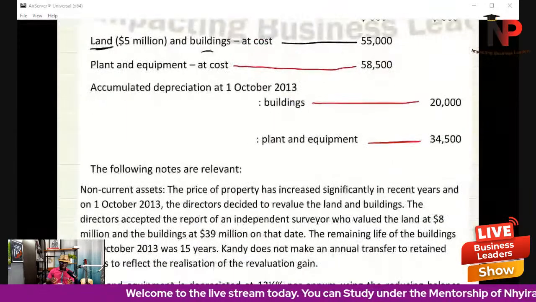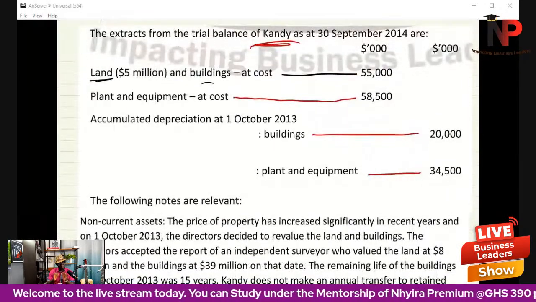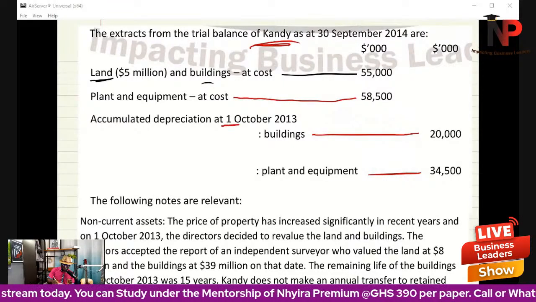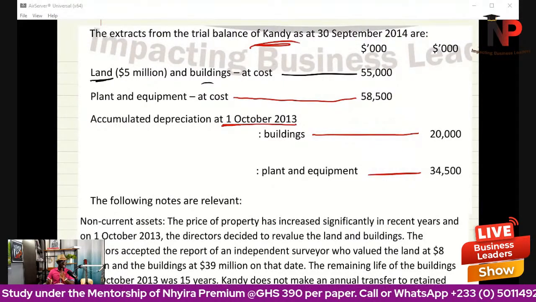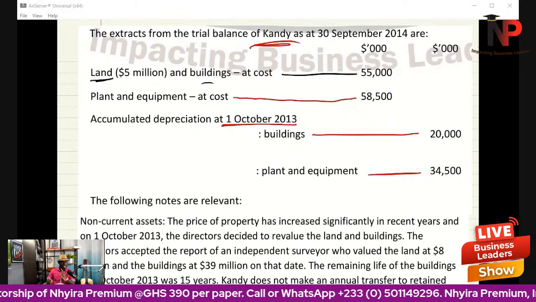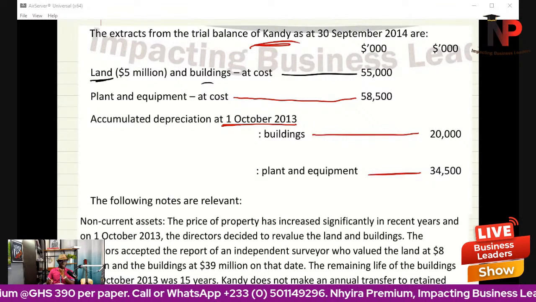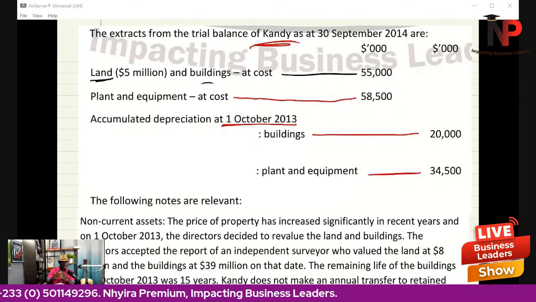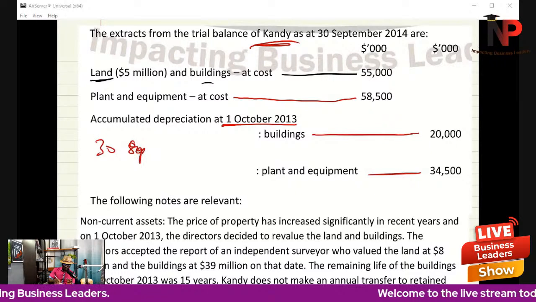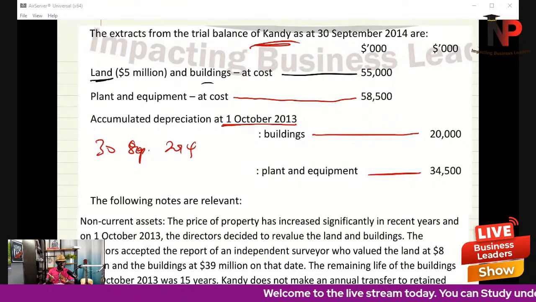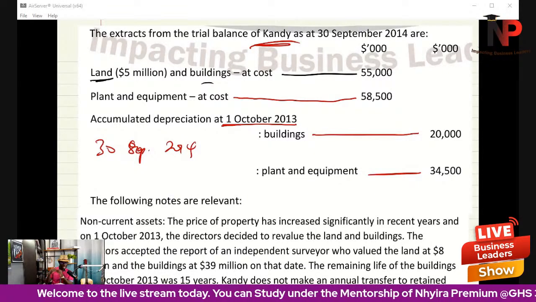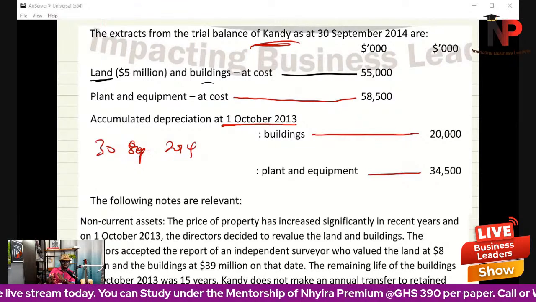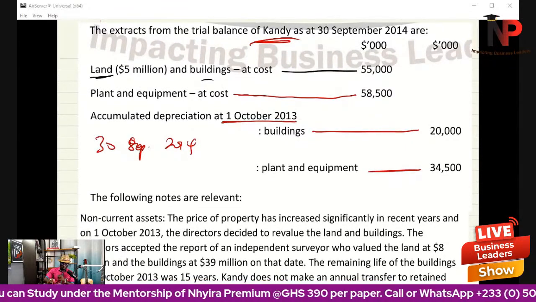Then we see accumulated depreciation. Now be careful here. This is accumulated depreciation on 1st October 2013. It means that is the beginning of the year. Because if the year ends on 30th September 2014, it means it started on 1st October 2013. So at the beginning of the year, this is the accumulated depreciation: 20,000 for building, 34,500 for plant and equipment.